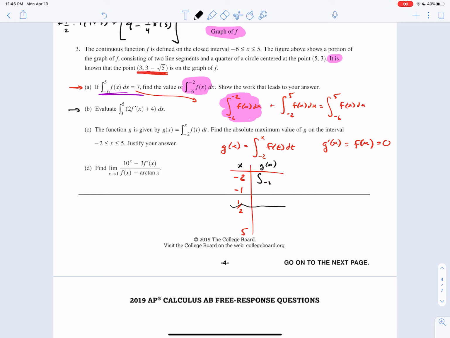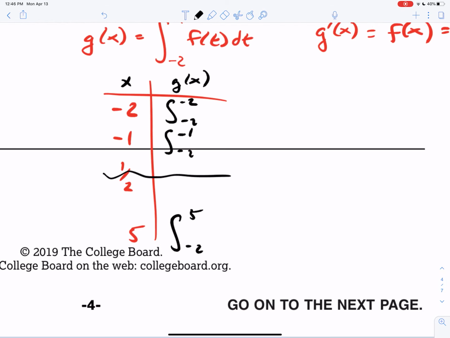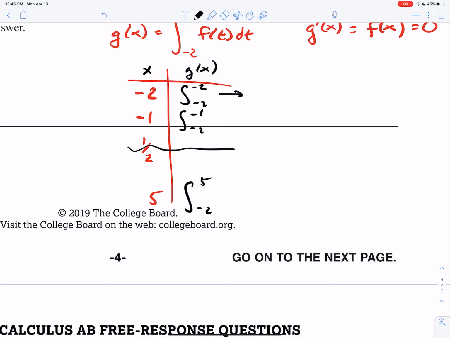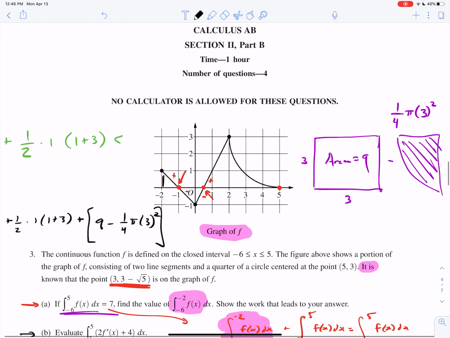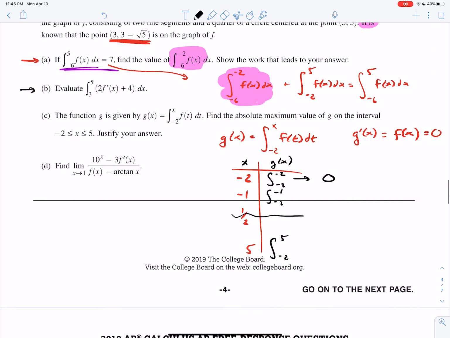But this is the integral from -2 to -2. This is going to be the integral from -2 to -1. And this is going to be an integral from -2 to 5. The integral from -2 to -2, I know I didn't write it properly, but if you're not moving anywhere, you're not accumulating anything. Make sure that that makes sense to you before you move on. The integral from -2 to -1, that is just the triangle there. 1/2 base times height should just be 1/2.